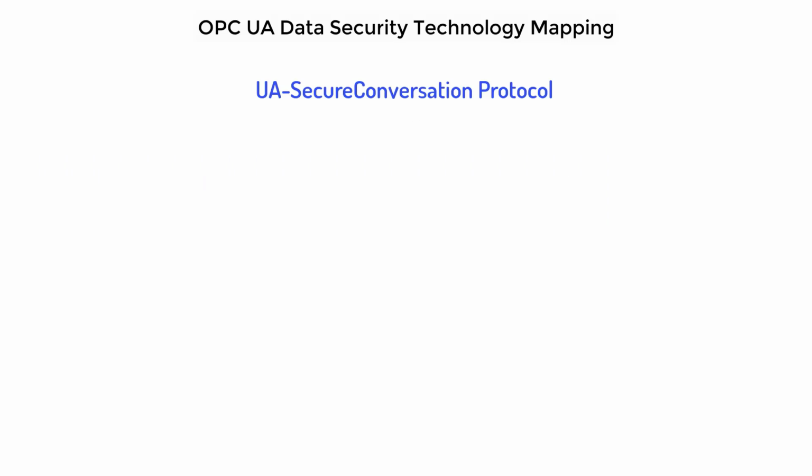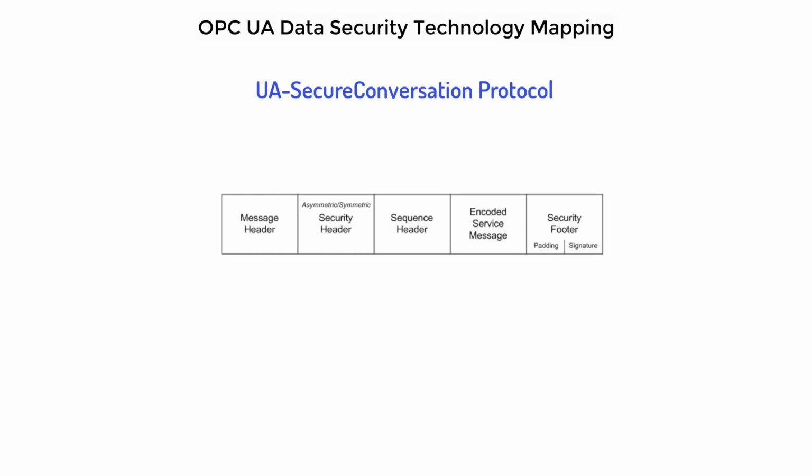However, UA Secure Conversation does not directly map the abstract OPC UA service requests. Instead, it allows secure communication by taking an OPC UA binary encoded message as the payload and then adds additional security-related information in front of and behind this payload. And to cater for the variations in buffer size of different transport protocols, it doesn't apply security to the whole OPC UA message.